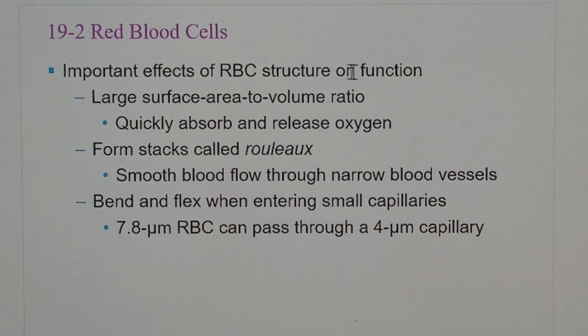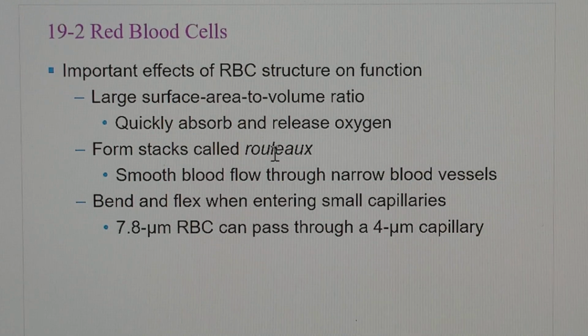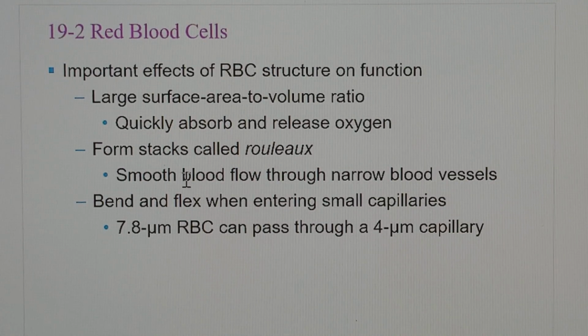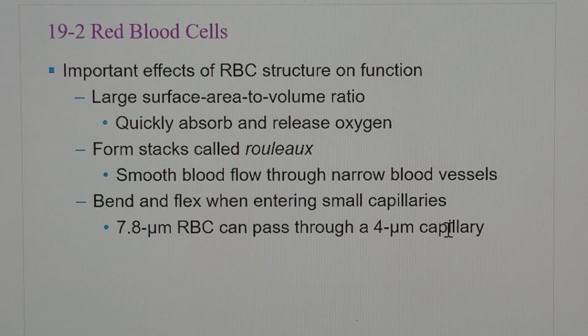Important effects of red blood cell structure on function: a large surface area to volume ratio, so they quickly absorb and release oxygen. They form stacks called, using a French word, rouleau, for smooth blood flow through narrow blood vessels. They bend and flex when entering the small capillaries. As I indicated, only one can pass through at a time, but a larger red blood cell can pass through a smaller capillary because it will flex and bend.